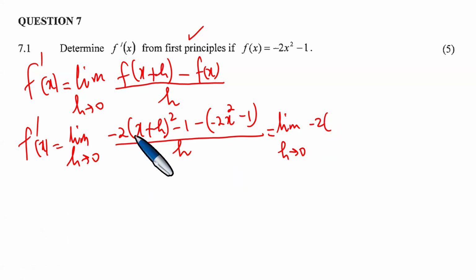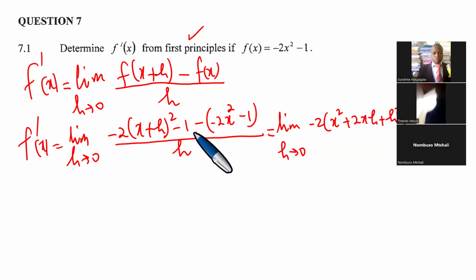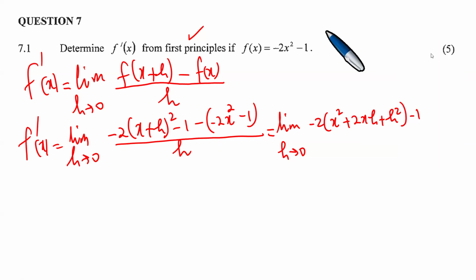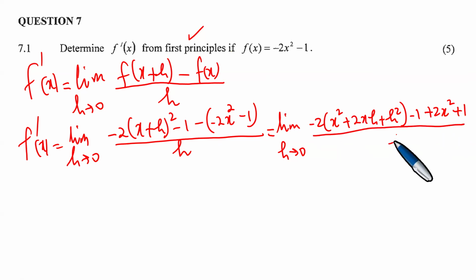So we have minus 2, open bracket. What is x plus h squared? So we have x squared, 2 times x times h is 2xh, then we have h squared, minus 1. Then we have plus 2x squared plus 1, all divided by h. That is what we have.